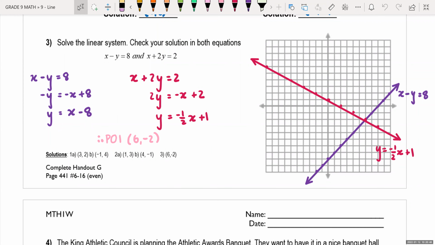The question does say check your solution in both equations. So you should do that. I'll just set it up for you. Basically, what you do is you're going to be looking at the left side and right side of this equation, the left side and right side of this one, and you're going to be plugging in these numbers into both of them. So for example, for this first equation, x minus y would be your left side, which would just be 6 minus negative 2, which would be 8. So you would just check all of your solutions that way. And as long as the left side equals right side, then you know you're correct.